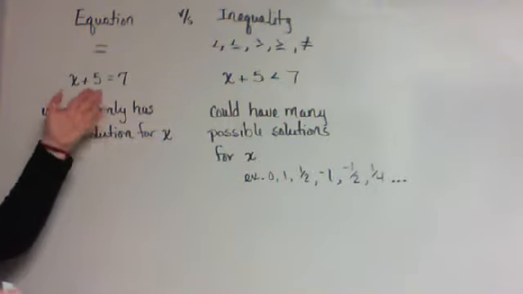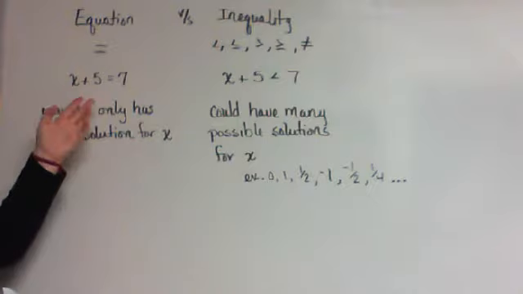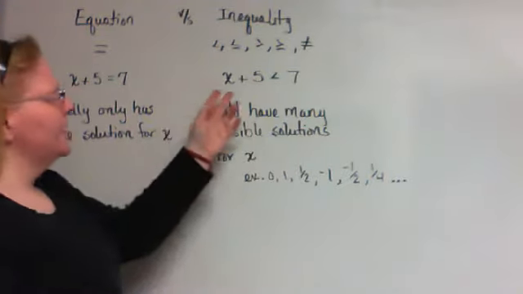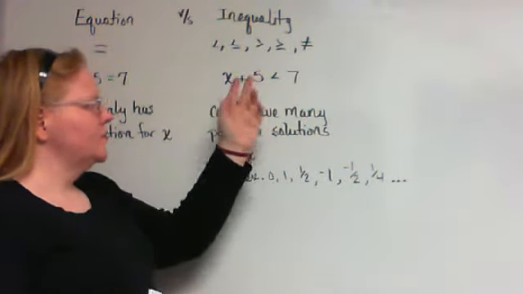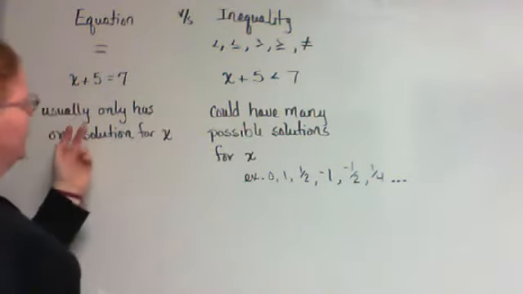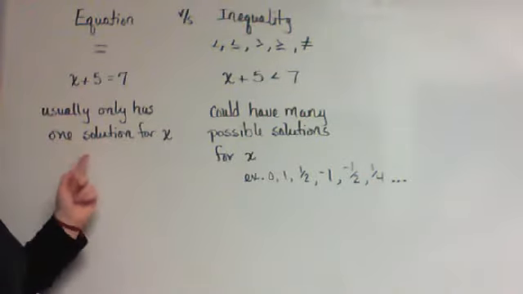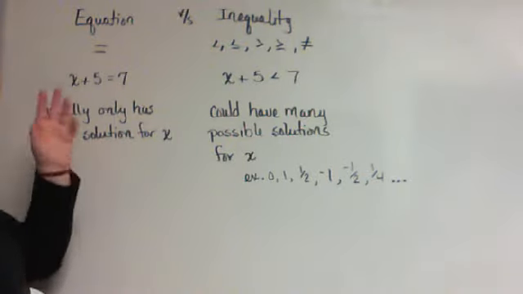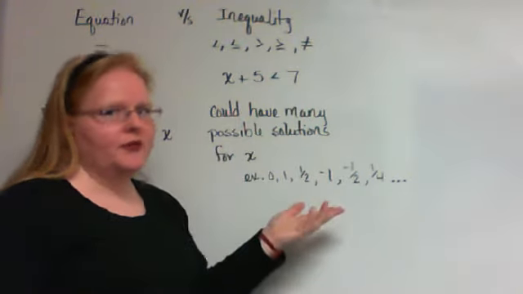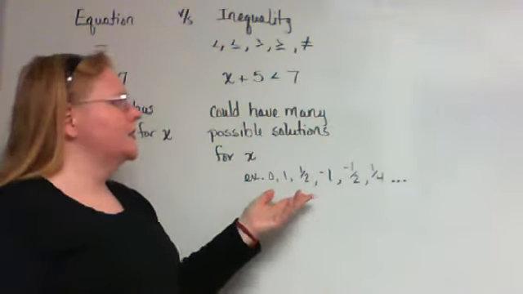Now when you have an equation, it will look something like this. And you know right away that it must be 2 that is your x, because 2 plus 5 is 7. That's simple. An inequality will look something like this. This one says x plus 5 is less than 7. When you have an equation, there's usually only one possible solution for x. In this case, it was the 2, because 2 plus 5 is 7. Over here, because it's an inequality, there are many possible solutions for x. Sometimes infinitely many possible solutions for x.